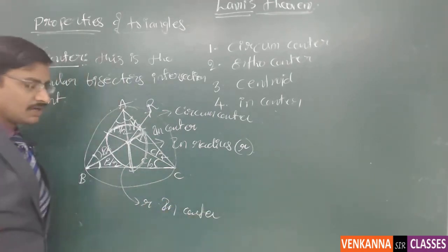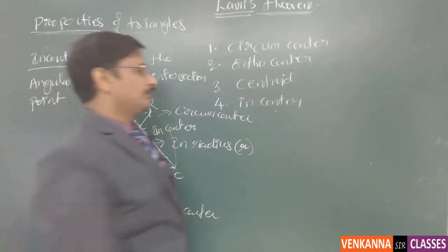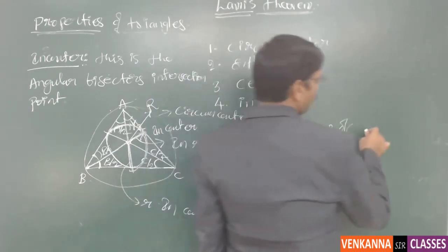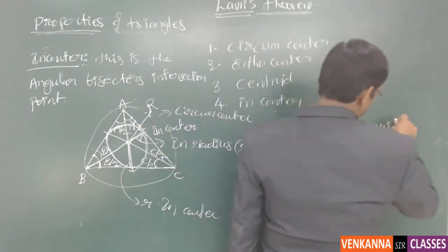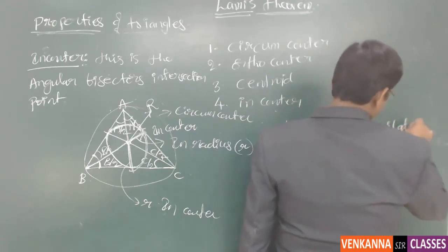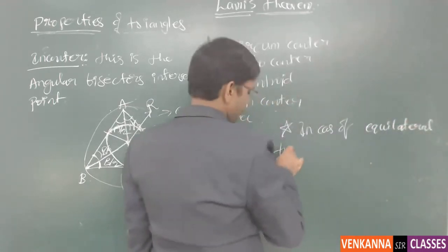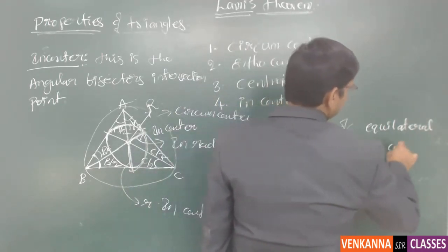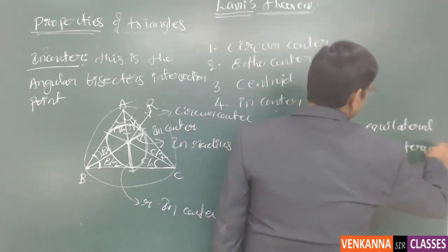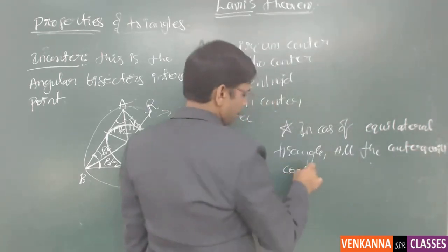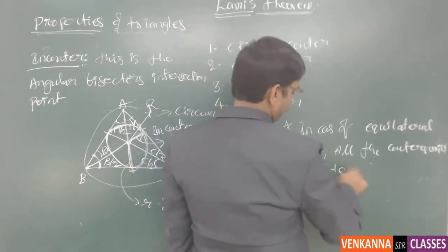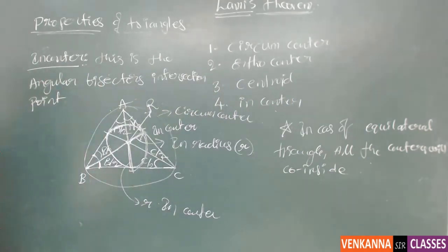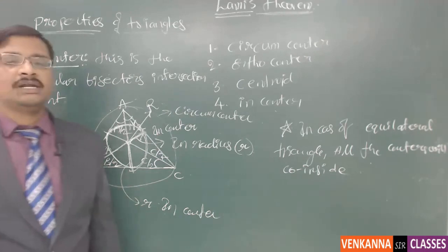In case of an equilateral triangle, all the sides will coincide. This is an important point: in case of an equilateral triangle, all the centers will coincide. So this is one of the important properties. Got it? Understood? Or do you have any questions related to this geometry?